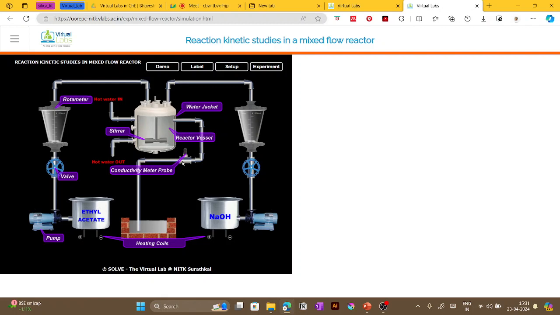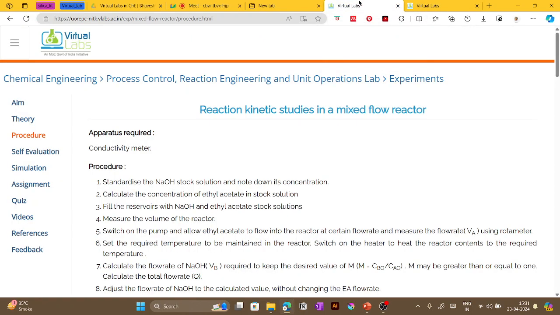Now the assumption that is made for an ideal CSTR is that the concentration inside the reactor is the same as outside also. So when we measure the concentration outside, the same will be inside the reactor, so that it won't change, right? So this is the basic experimental idea.